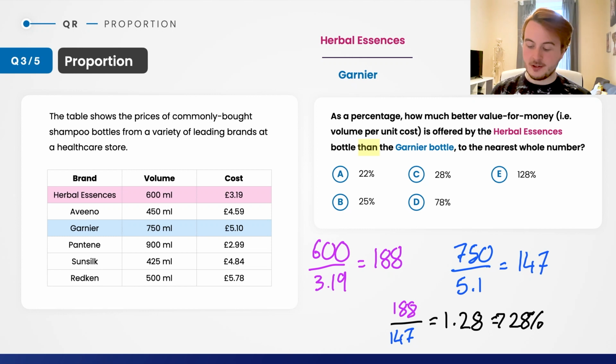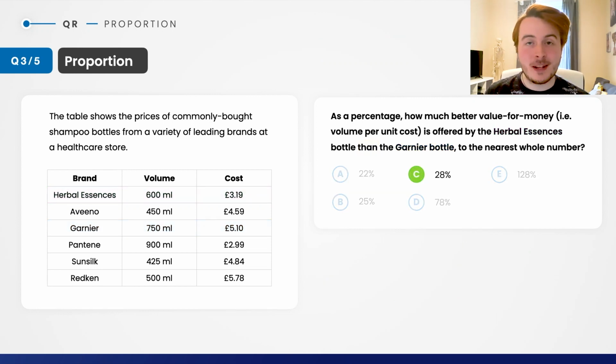We're just going to go again to answer option C. Well done if you managed to get that one. There's a few steps involved, but thankfully not too tricky.